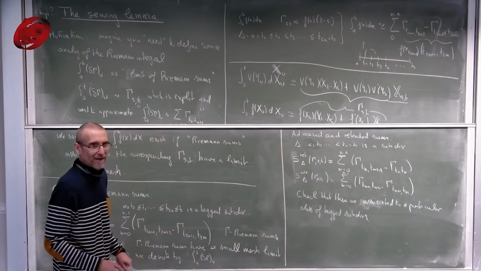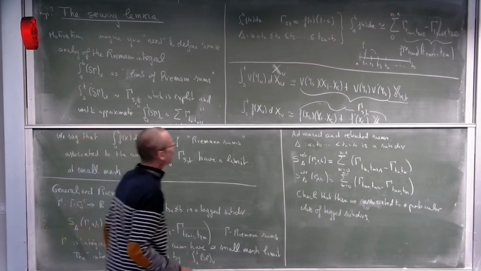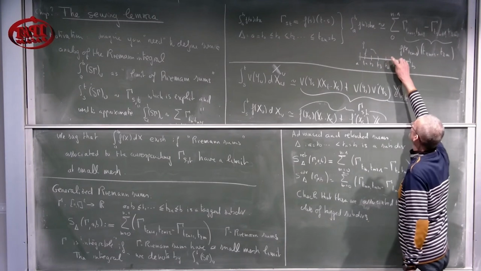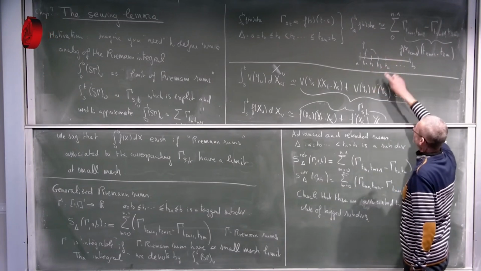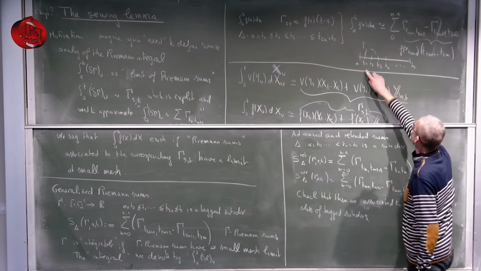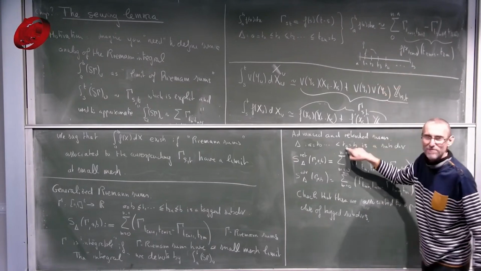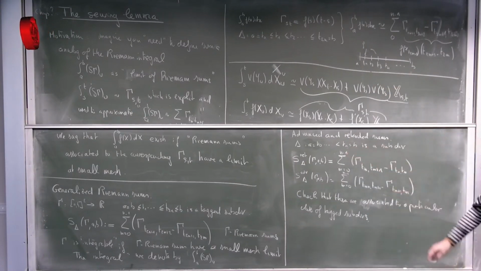Can you discuss the difference between tagged and non-tagged? Yes, tagged is when you put intermediate points to evaluate f. For tagged you have two endpoints, and for non-tagged you have endpoints.